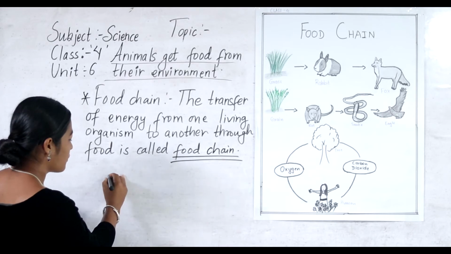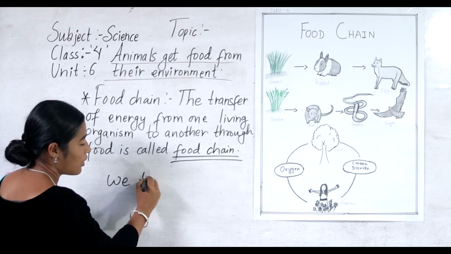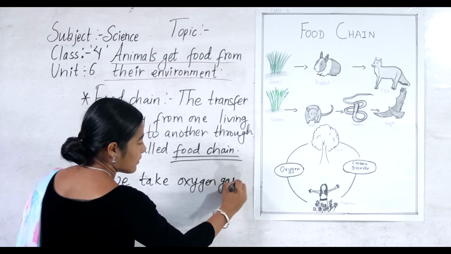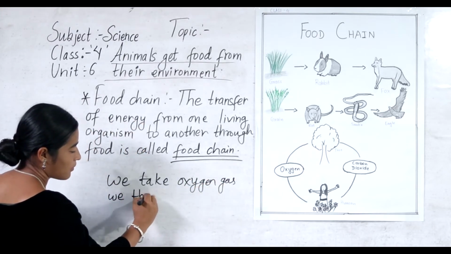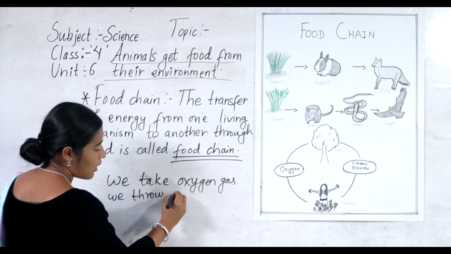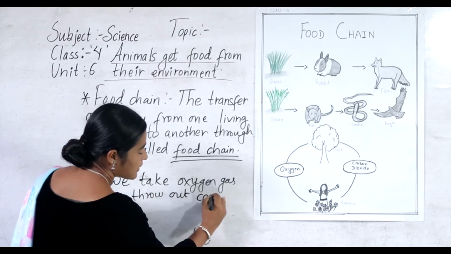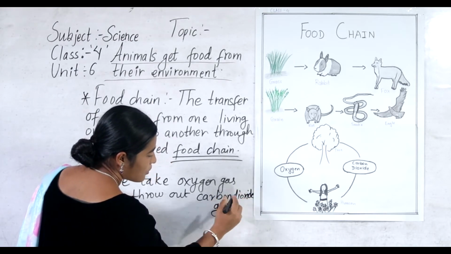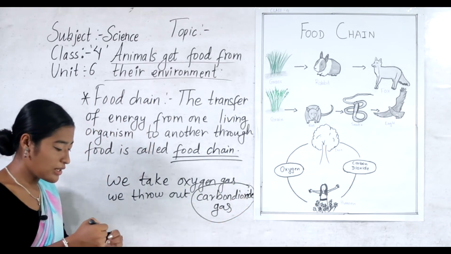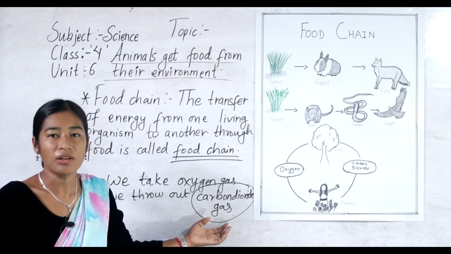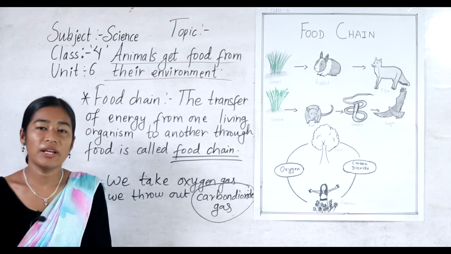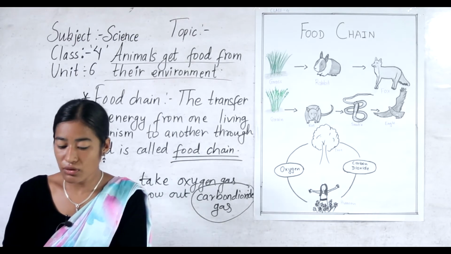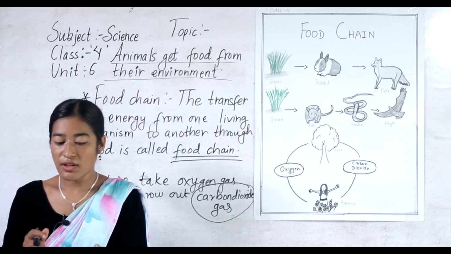You know that we inhale which gas? We inhale oxygen gas and we throw out carbon dioxide gas. Carbon dioxide gas is a very necessary gas for the plant to prepare its food. So, we also play a vital role for the survival and growth of the plant. So, we are also helping them.